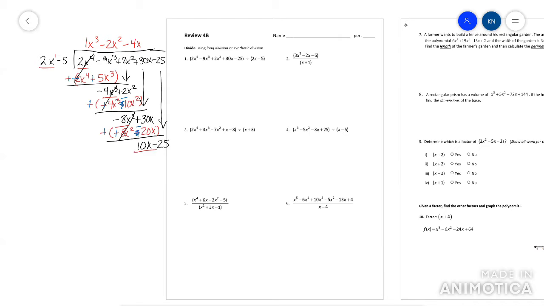Divide first term by first term, that's going to be plus 5. Distribute. It's minus this whole thing, change all these signs. Everything cancels, 0 remainder. So my answer is in red up there. It's 1x³. You could just put x³, it doesn't matter. Minus 2x² minus 4x plus 5. Okay.